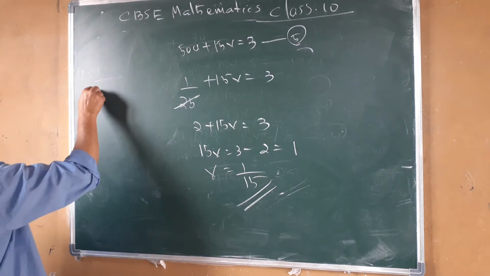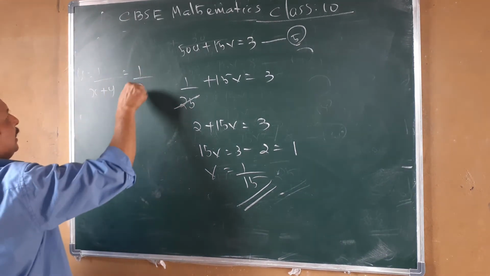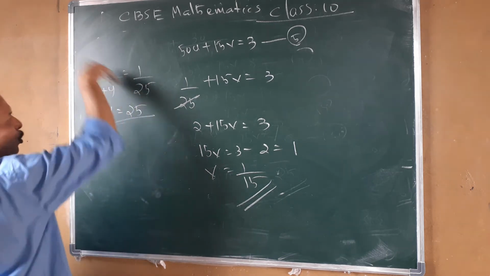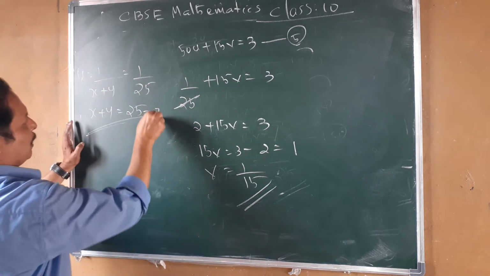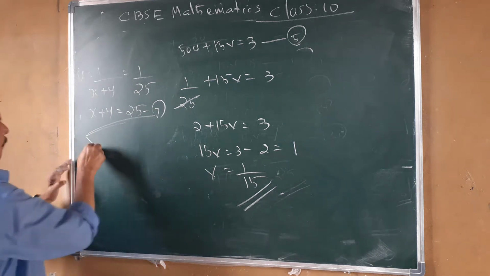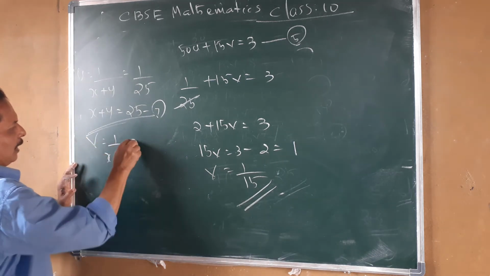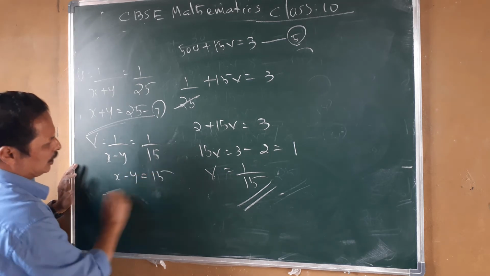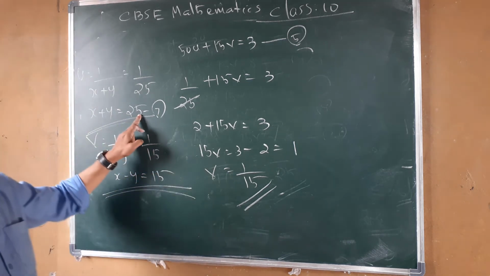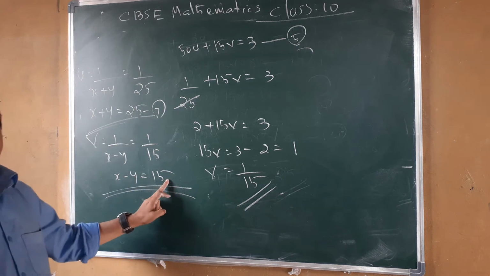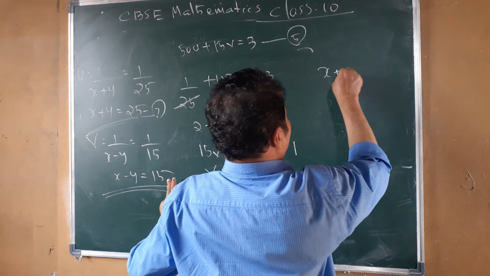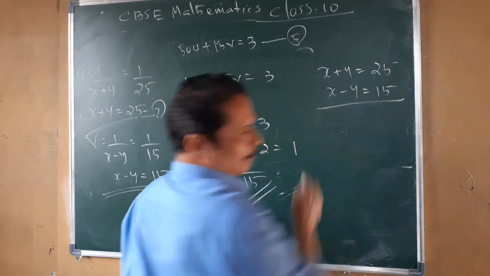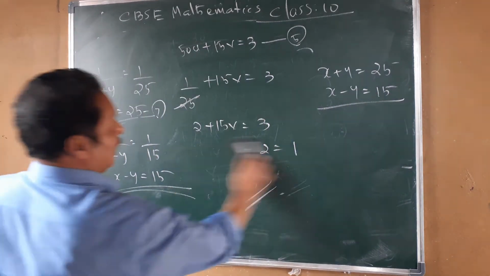You assume u is equal to 1 by x plus y, that is 1 by 25. So x plus y equal to 25. Cross multiply. That's equation number 7. And v, 1 by x minus y equal to 1 by 15, cross multiply. X minus y is equal to 15. X plus y is equal to 25 and x minus y is equal to 15. That's equation number 7 and 8.